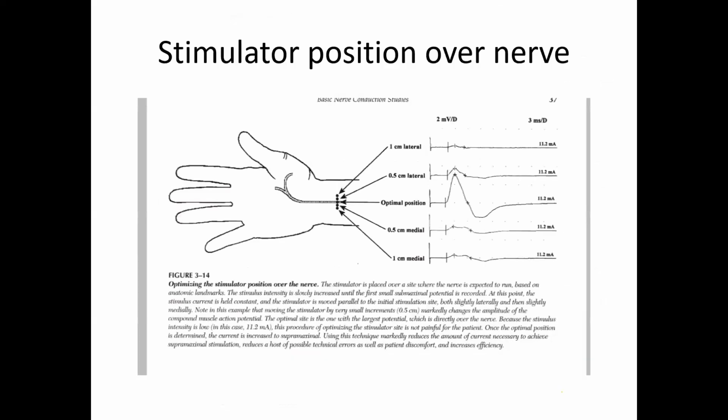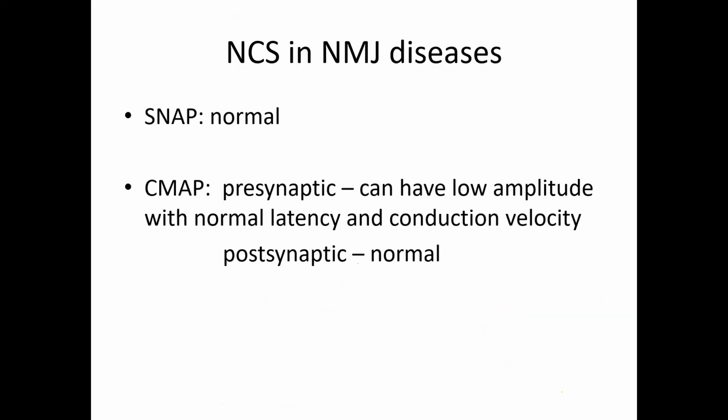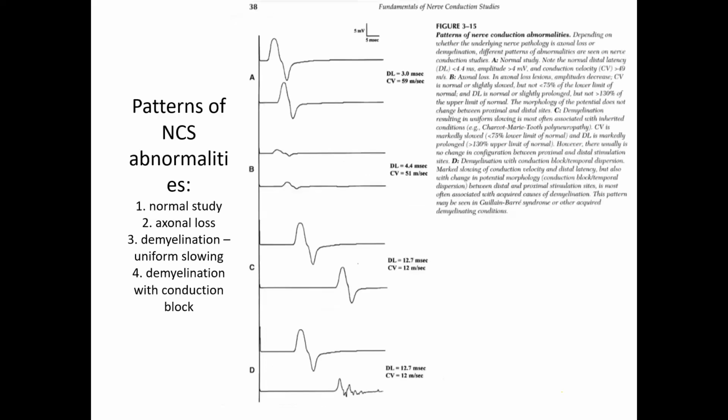Okay. Then, what happens to the nerve conduction study if it's a neuromuscular junction disorder? In the presynaptic, there is a low amplitude CMAP. Why is that? Because in presynaptic there is a problem with the release of acetylcholine.